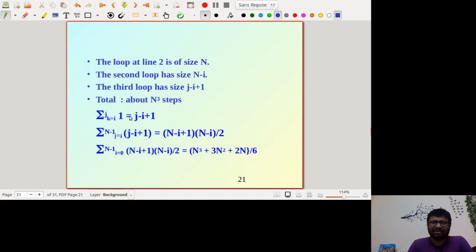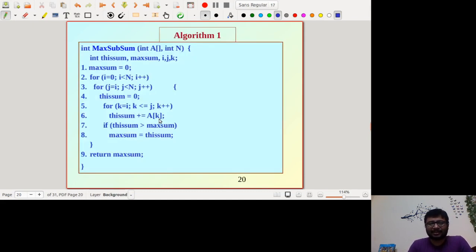So the total work in the innermost loop is j minus I plus 1, which is just the number of iterations. As we said, in each iteration, we do constant one amount of work. So I'm just adding 1 for k equal to I to j. Total amount of work is j minus I plus 1. How about the outer loop? Let's fix an I. Let's look at one particular iteration of the outermost loop.